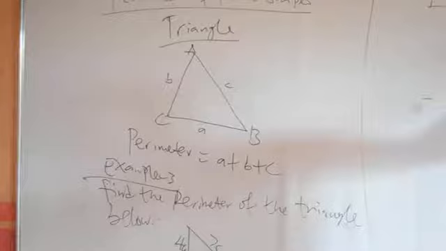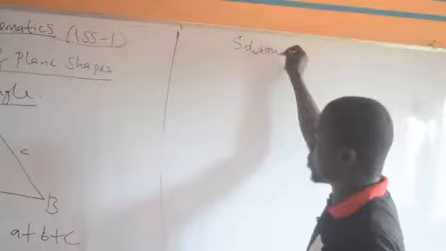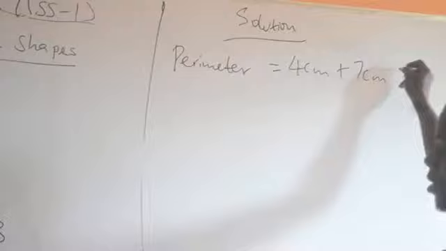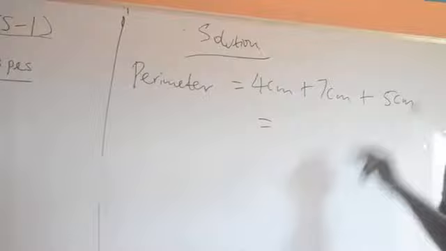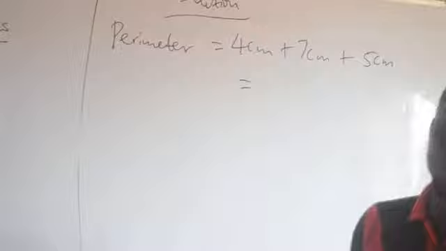Perimeter means to add up all the sides. Alright. So the solution: the perimeter of this triangle becomes adding all the sides together, that is 4 cm plus 7 cm plus 5 cm. Class, let me start from the back. 5 plus 7 gives us 12. Are you there? Then 12 plus 4, we have 16. Hope you are following me. So the perimeter is 16 centimeters.